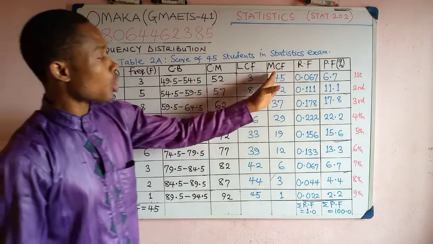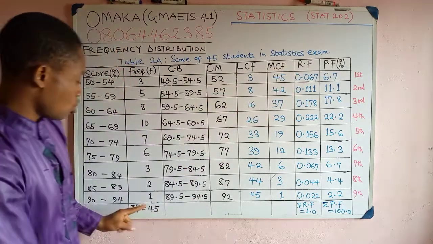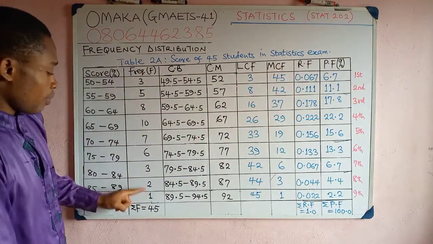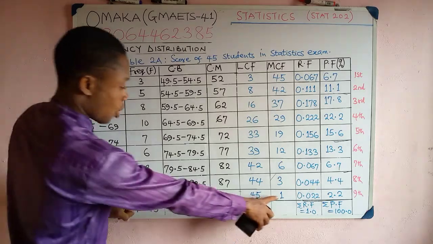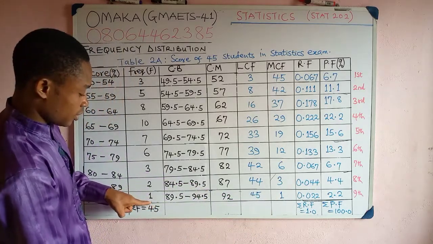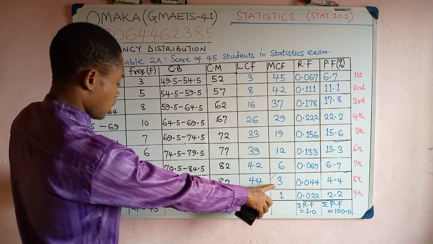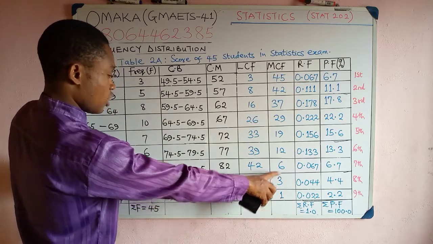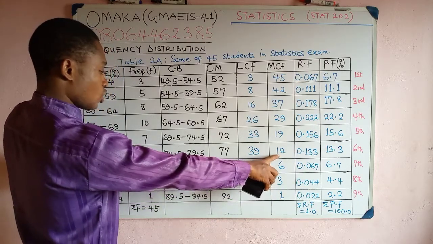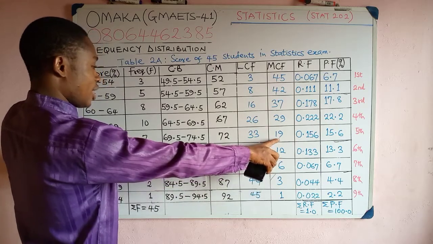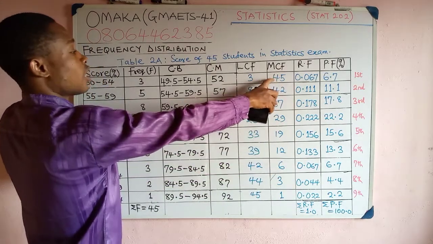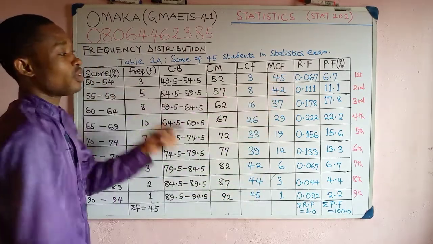And then for more than cumulative frequency, you add from down up. 1 plus 0 will give you 1 because there is no frequency below this. Then 1 plus 2 will give you 3. 3 plus 3 will give you 6. 6 plus 6 you get 12. 12 plus 7 you get 19. 19 plus 10 you get 29. Do it down to the last, you get 45.